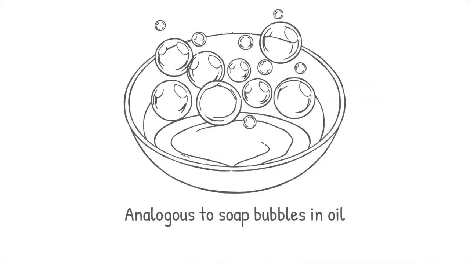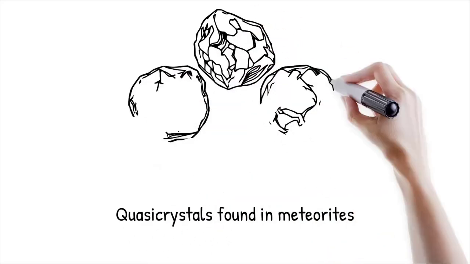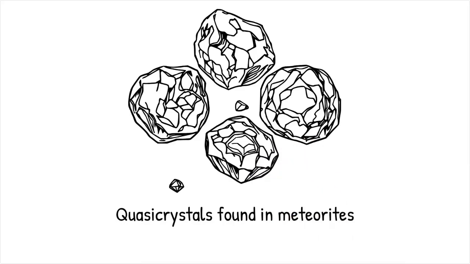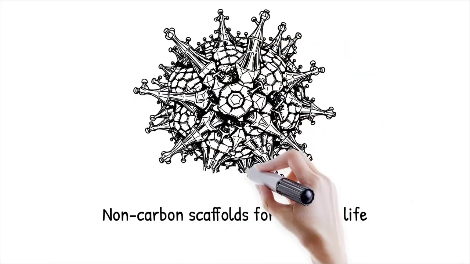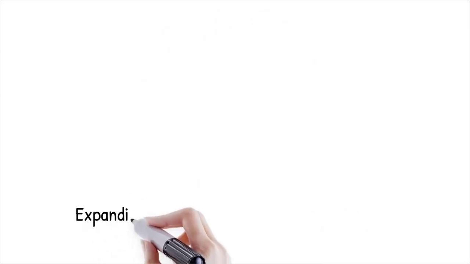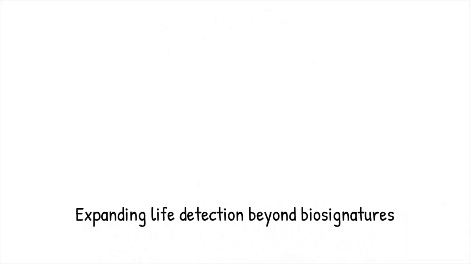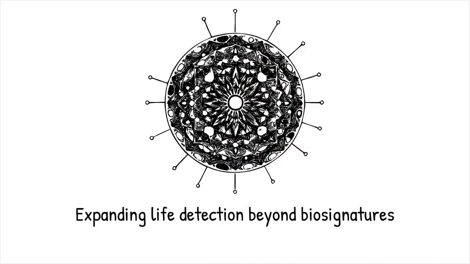Quasicrystals have been identified in meteorites, indicating they can form naturally in extraterrestrial environments. Their robustness and multifunctionality suggest they could serve as non-carbon scaffolds for life in extreme planetary conditions where organic chemistry is limited. Searching for quasicrystalline patterns in planetary samples expands the scope of life detection beyond conventional biosignatures. This widens the definition of habitable niches in astrobiology.